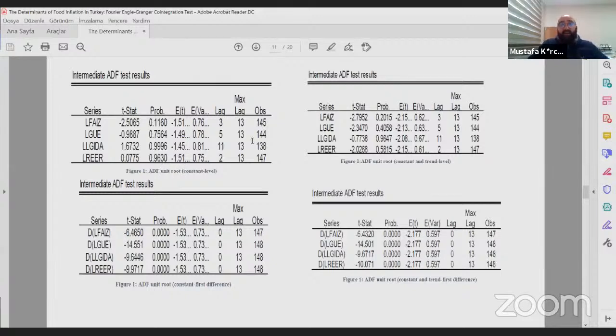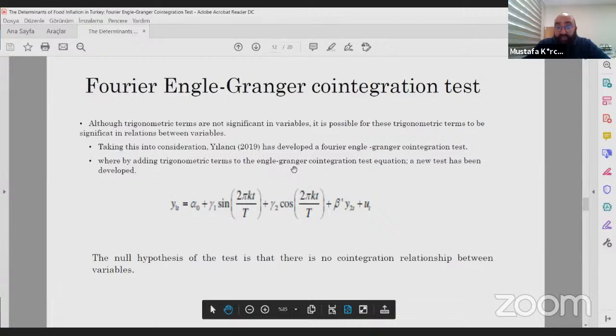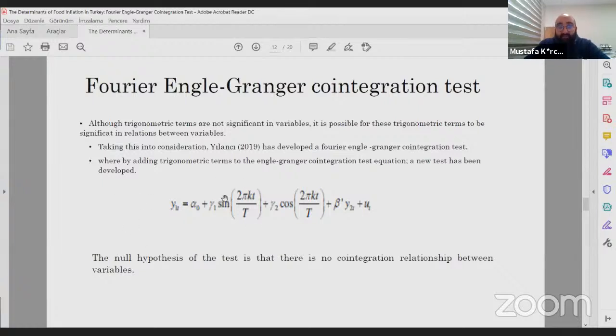So there may be some cointegration relation between our variables. We use the Fourier Engle-Granger cointegration test. Although trigonometric terms are not significant in the variables, it is possible for these trigonometric terms to be significant in the relationship between variables. Taking this into consideration, Tsong and Lee developed a Fourier Engle-Granger cointegration test, adding some trigonometric terms to the Engle-Granger test equation. The null hypothesis of the test is that there is no cointegration relation between the variables.